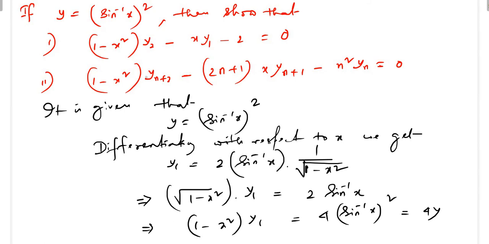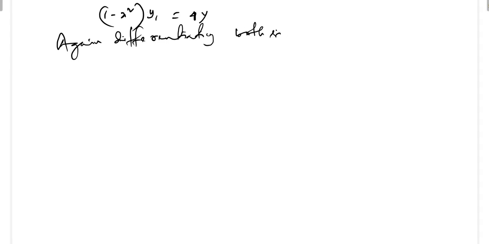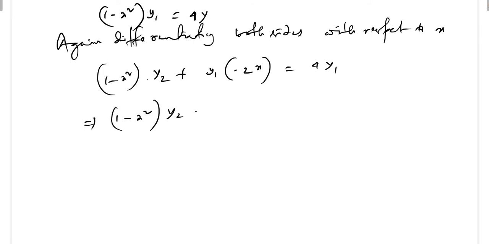Look at the first proof. The first proof contains y2, so we need to differentiate more. So again differentiating both sides with respect to x, we get 1 minus x square times y2 plus y1 into minus 2x equal to 4y1. That is 1 minus x square into y2 minus 2xy1 equal to 4y1.